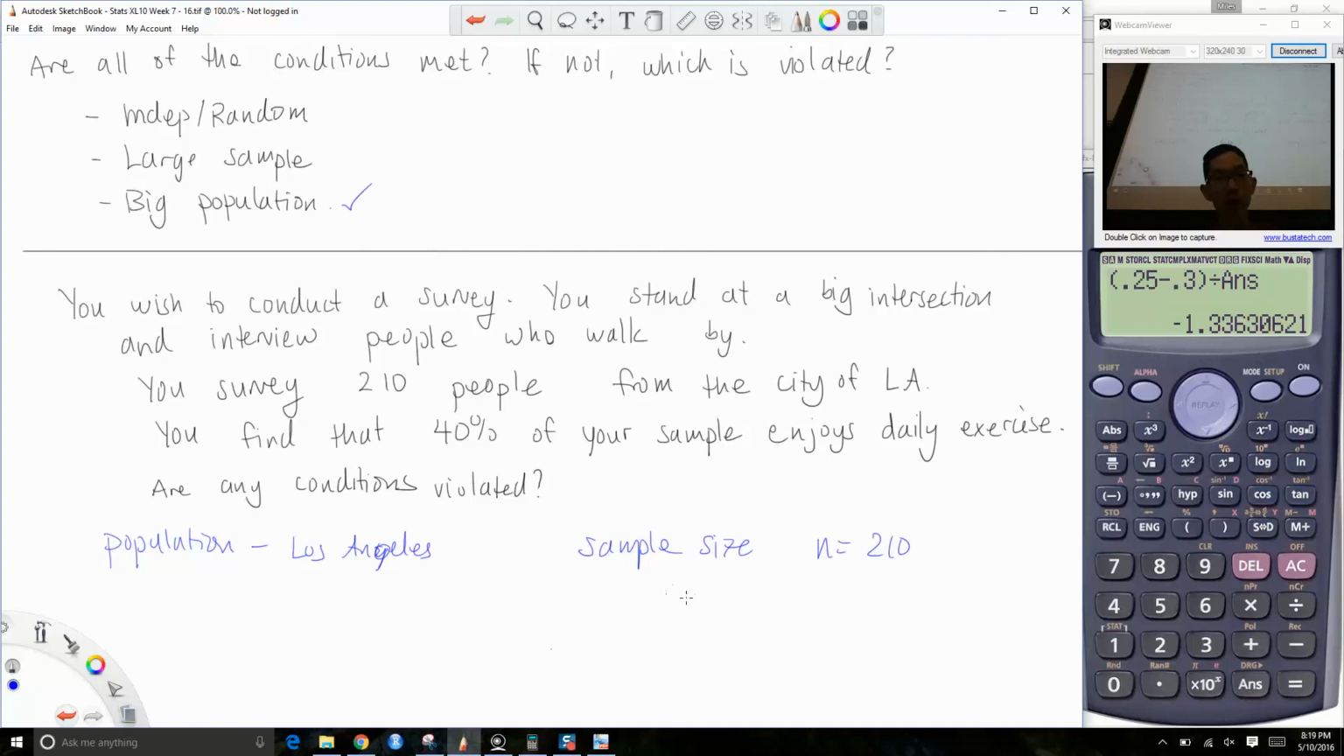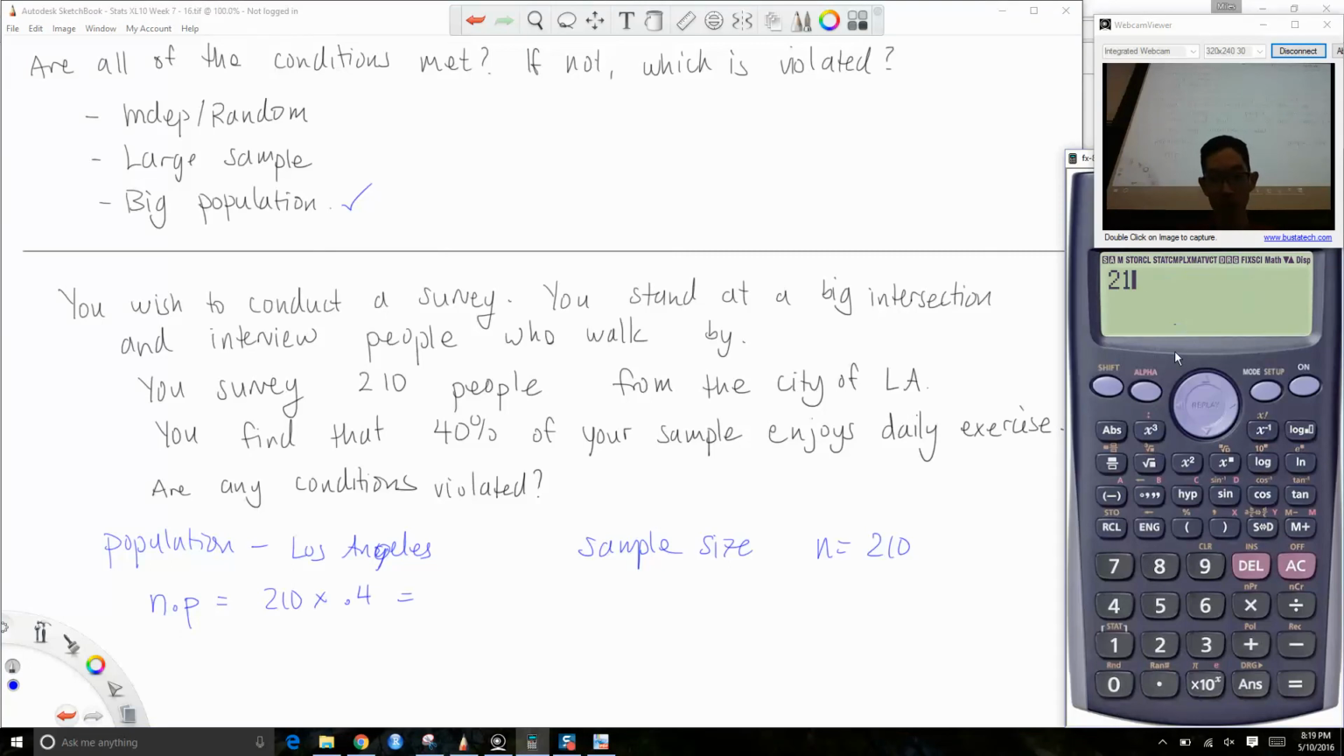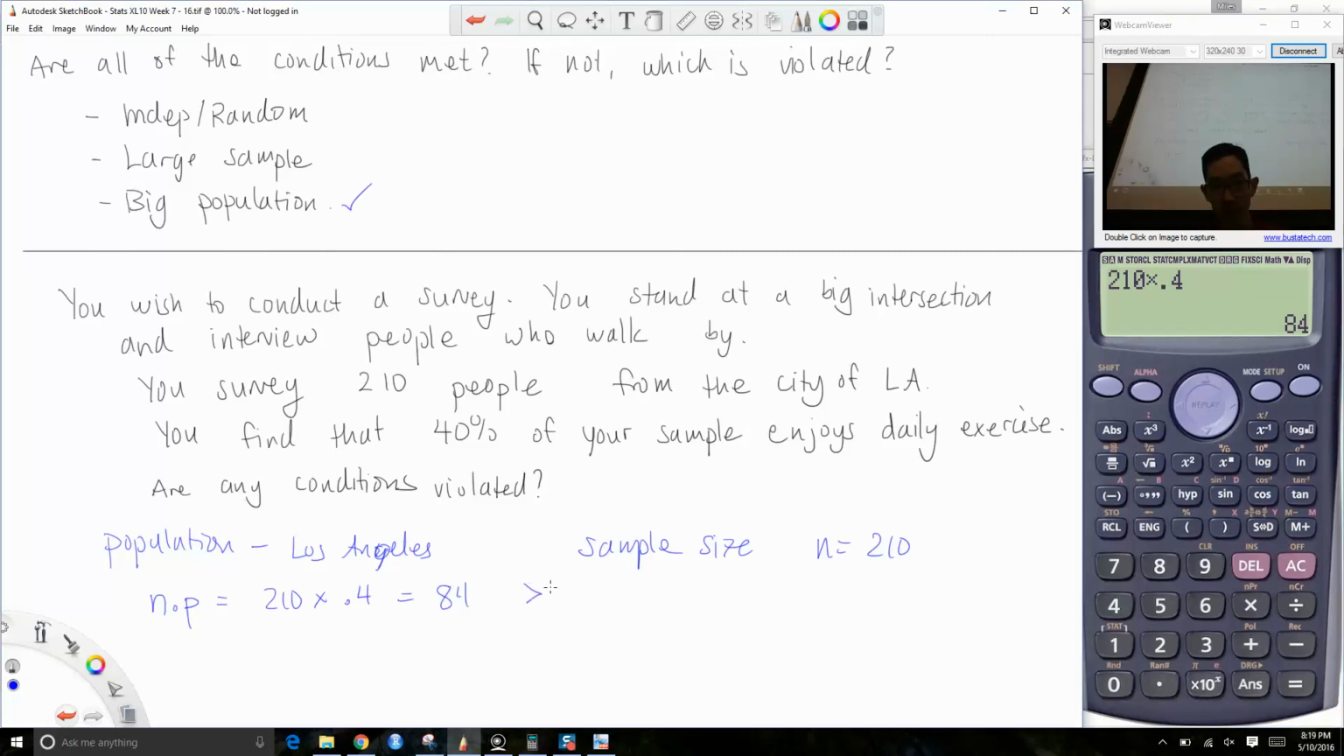Is the large sample condition met? Yes. If we do n times p, that's 210 times 40%, which gives me 84. That's bigger than 10. And n times 1 minus p gives me 126, which is also bigger than 10. So our large sample condition is met.